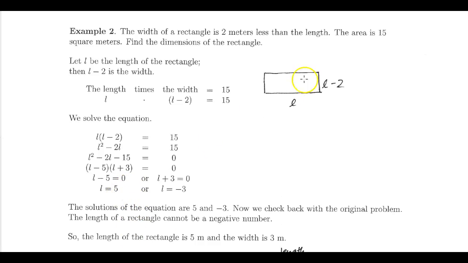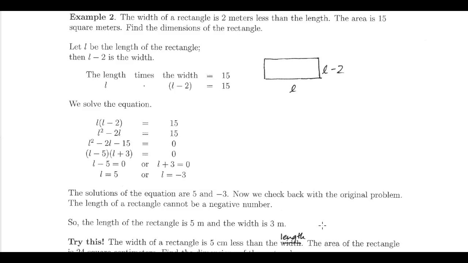So if the length is 5, 5 minus 2 is 3. So this would be a 5 by 3 rectangle, and 5 times 3 does give us an area of 15. So the length of the rectangle is 5 meters and the width is 3 meters.